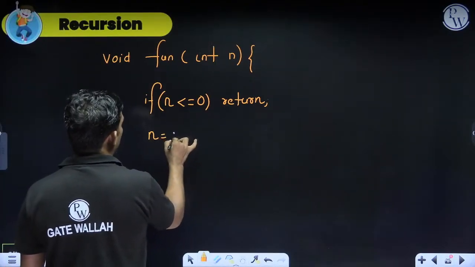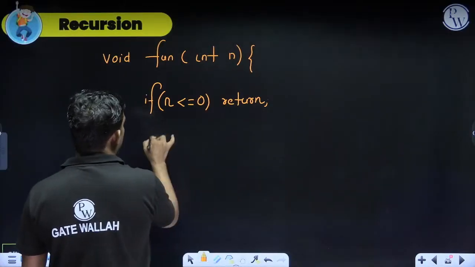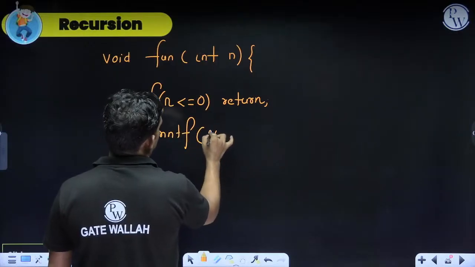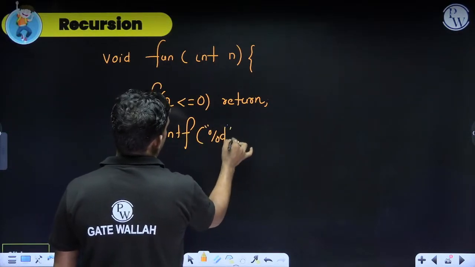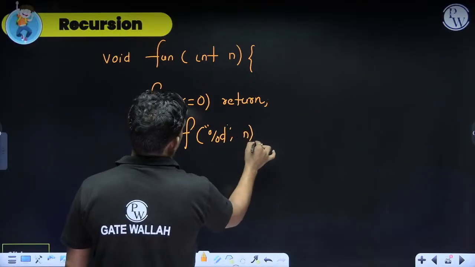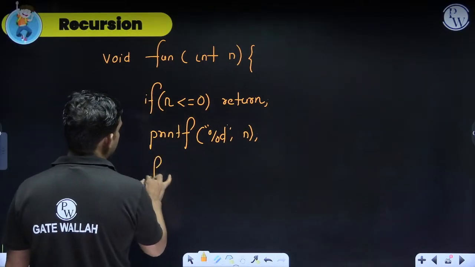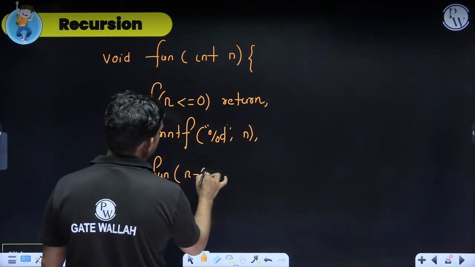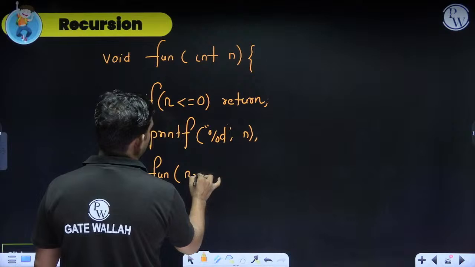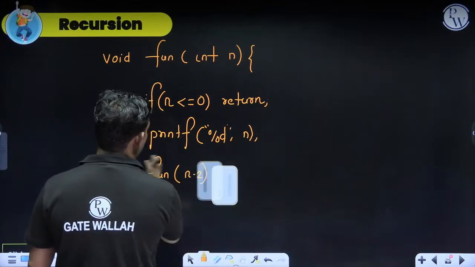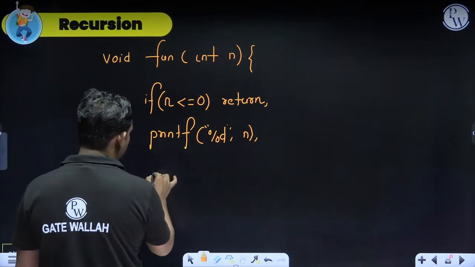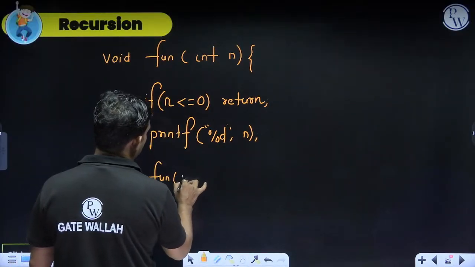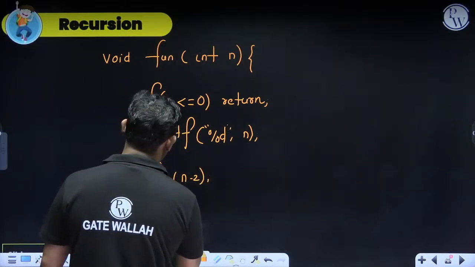Let's say printf "%d" of n, and we'll call the same function fun again with n minus 2. Okay, let's make this interesting later. Let's say fun n minus 3, then return and nothing.